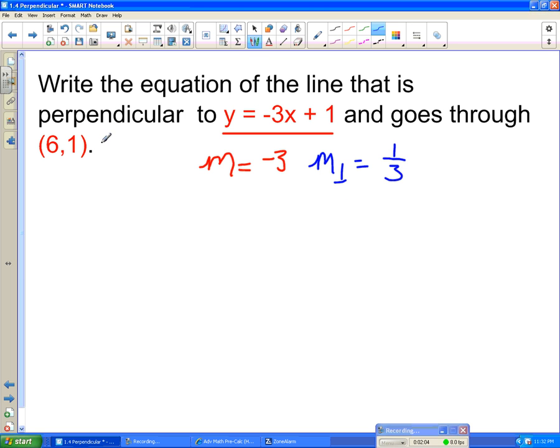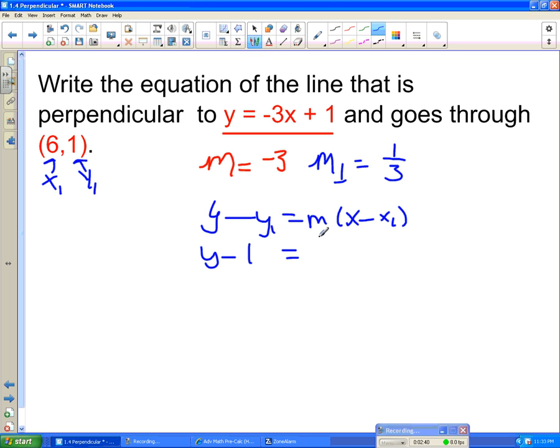So now I have a slope, I have a point, I can use point slope and take that equation and solve it for y. So I have y minus y sub 1 equals my new slope times x minus x sub 1. Now remember, just like before with the parallel lines, your x sub 1 and y sub 1 will be coming from this point right here. So here x sub 1 is 6 and y sub 1 is 1. So I'm going to take these and plug them in. My y sub 1 would be 1. My perpendicular slope is 1/3 times x minus my x sub 1, which is 6.